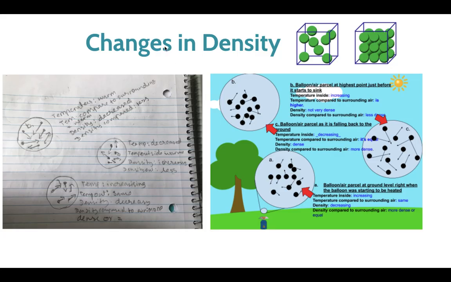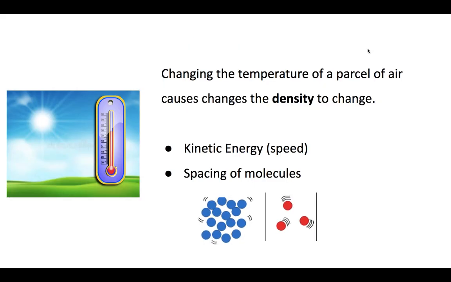Your models last week showed that you'd understood changes in density. Remember, density is how close or far apart particles are from each other. Changing the temperature of a parcel of air changes the density of the air. That's because it changes two things: the kinetic energy, or the speed of the particles, and the spacing of the molecules, how close or far apart they are.